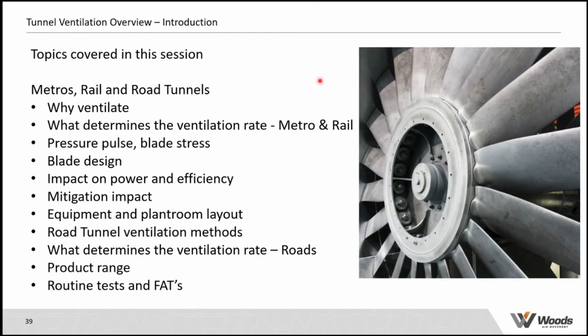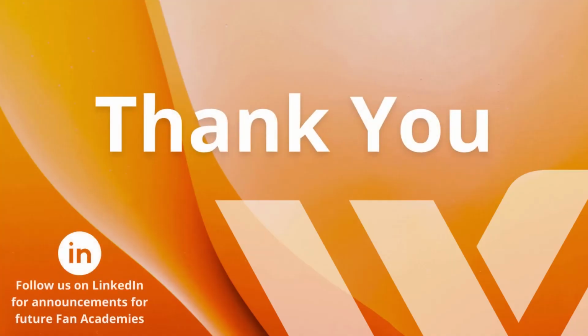We looked at a pretty standard layout of a plant room, then talked about tunnel ventilation. Again, what things determine that in terms of the ventilation rates. So it's pollution for carbon monoxide, nitrous oxides, and diesel particulates. And then we have a design for smoke removal, a bit about the product range, and then just a little bit about testing, and particularly factory acceptance tests. And that was what I was going to say.